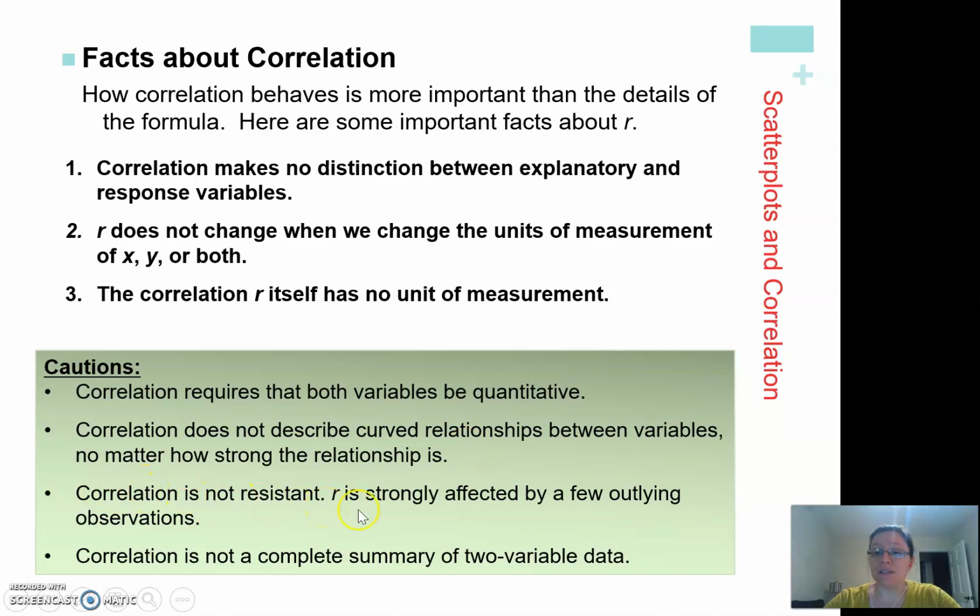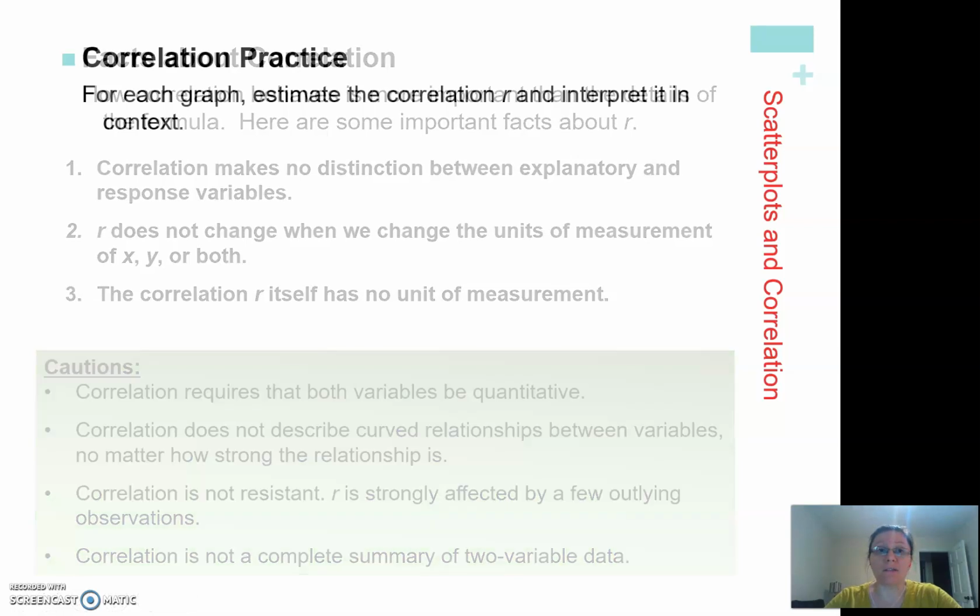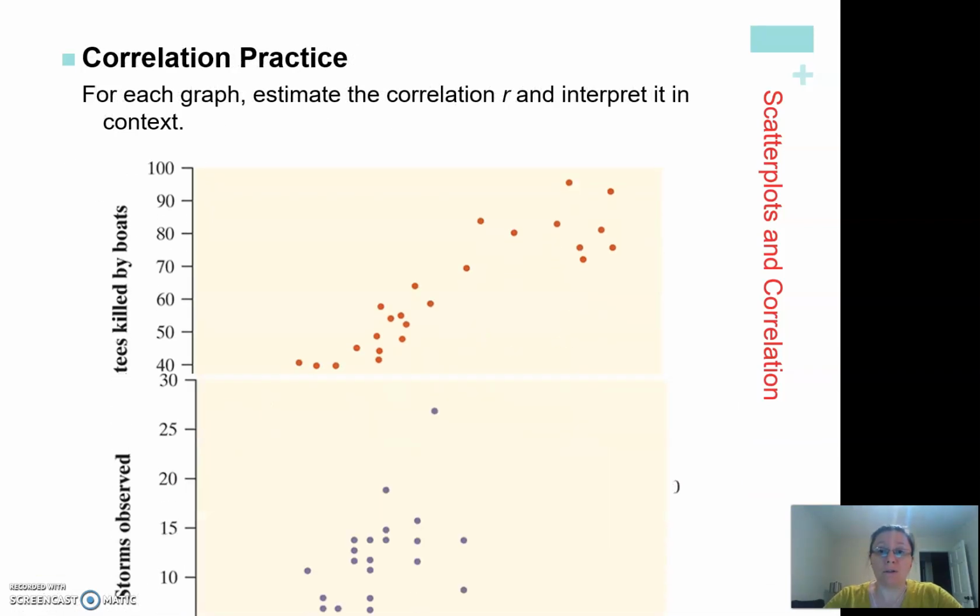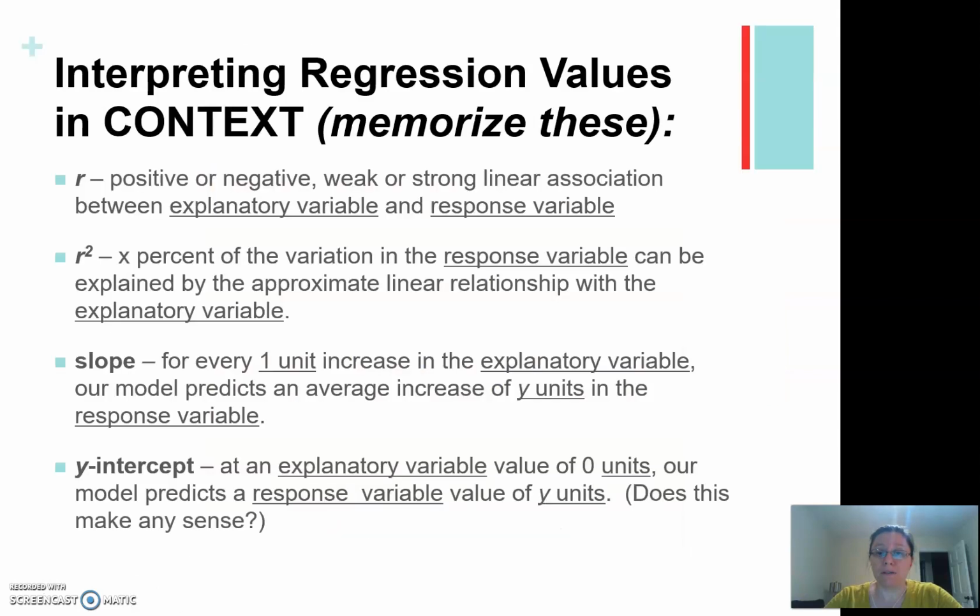Correlation is not resistant. Any outlier will affect it greatly, okay? And correlation, of course, is not a complete summary of the data. You always have to graph it. You always have to make a scatter plot. So I think we're going to go quickly through these.